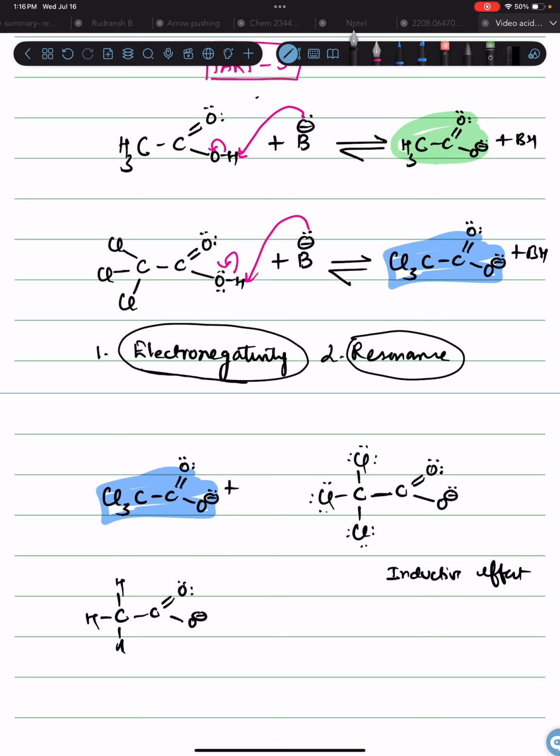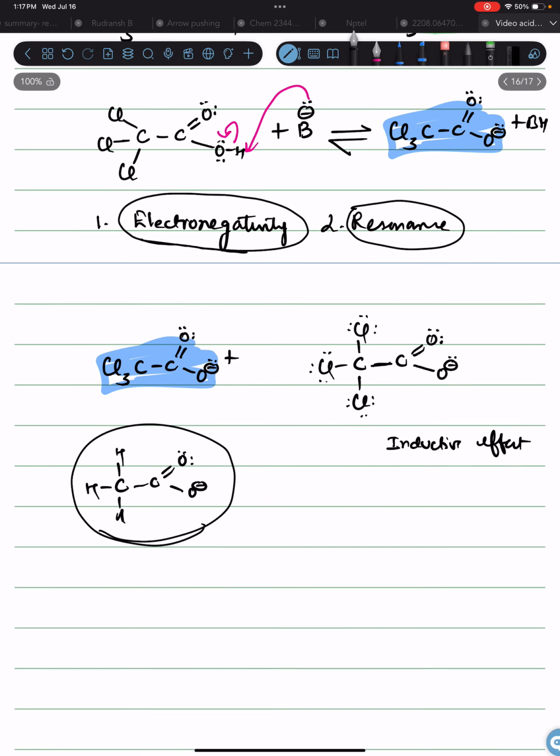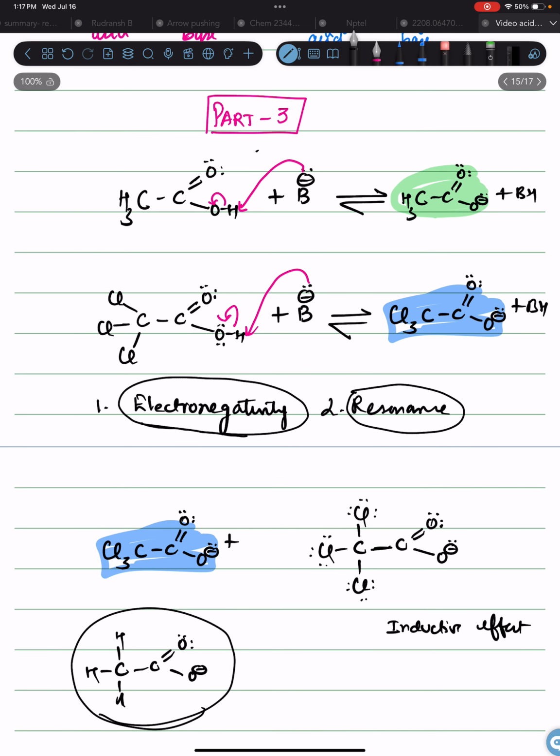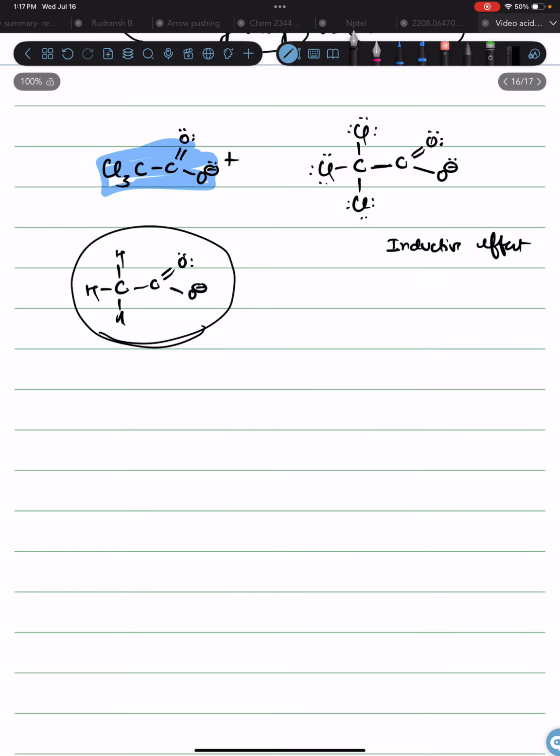If there had been no chlorines, just as in the case of the acetate ion, this charge is intensified or localized onto these two oxygens. But since there are chlorines which are creating a pull of electrons towards themselves, this charge gets dispersed, and the greater the dispersal of charge, the more is the stability, and that's why the trichloroacetate ion is more stable as compared to the acetate ion. Fine.